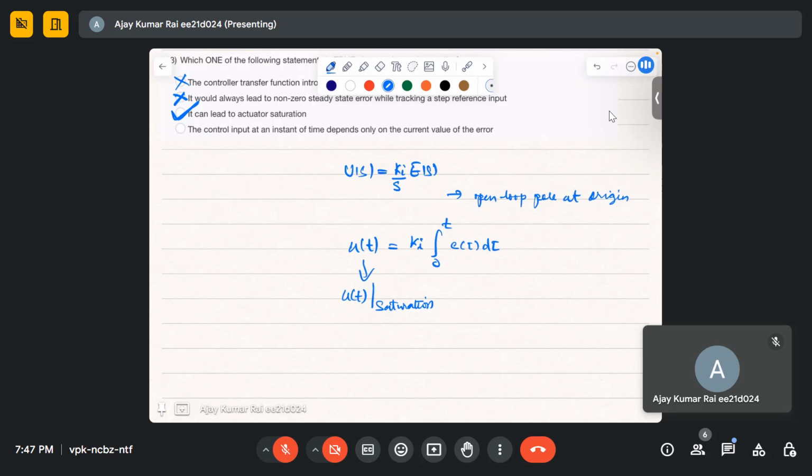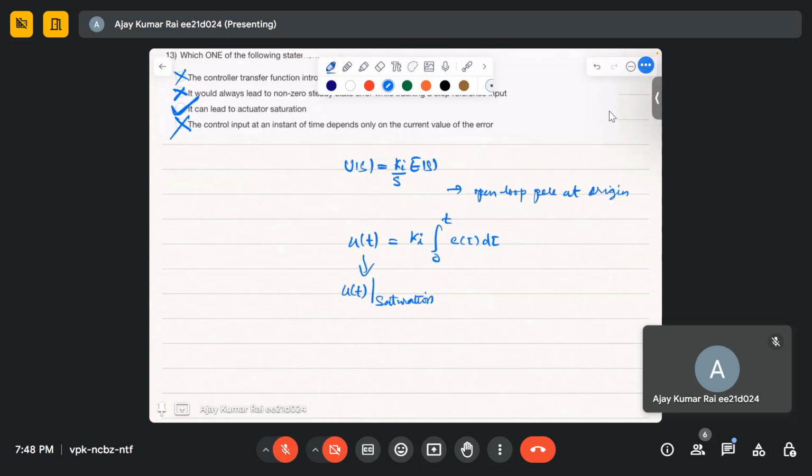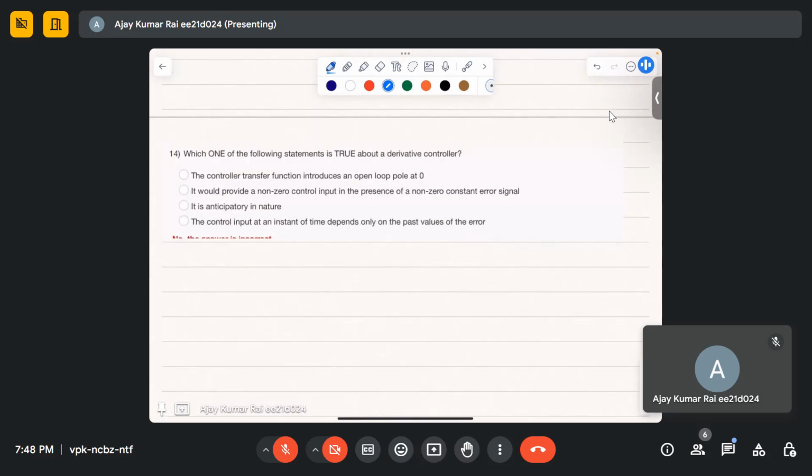So the control input at any instant of time depends only on the current value of the error. This is wrong, right? It depends on the past also because we are integrating. Straightforward, this is wrong. Only the third option is correct. Okay, the 14th will go. Which one of the following statements is true about a derivative controller?